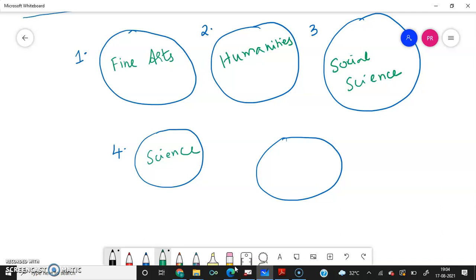You know about science: physics, chemistry, biology, astronomy, all this comes under science, right? And this is about nature. If you study and observe nature, all this comes under science. And next, the last one is mathematics. They call it mathematical sciences also.